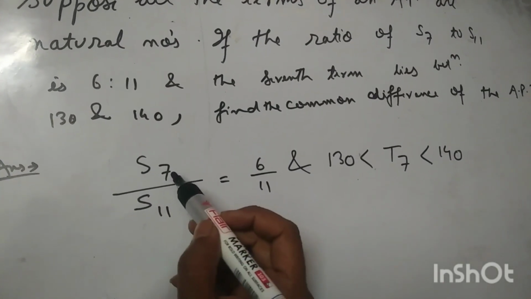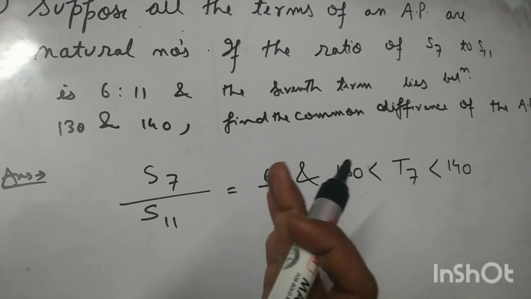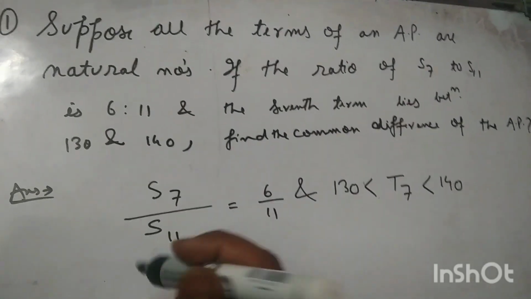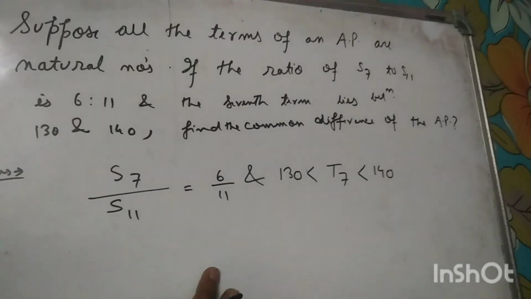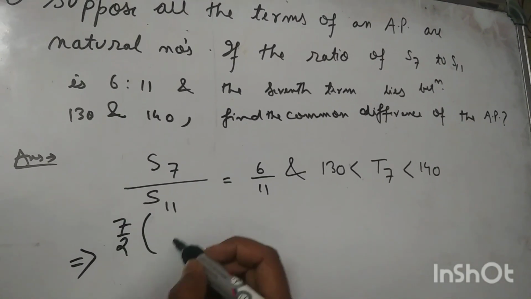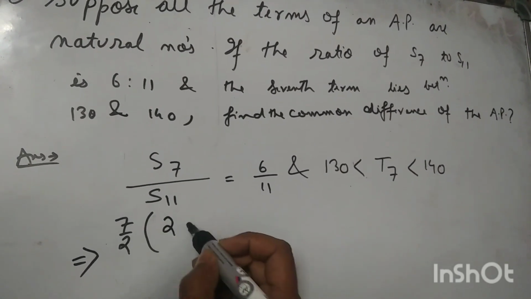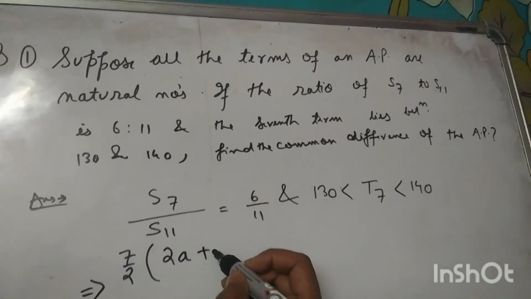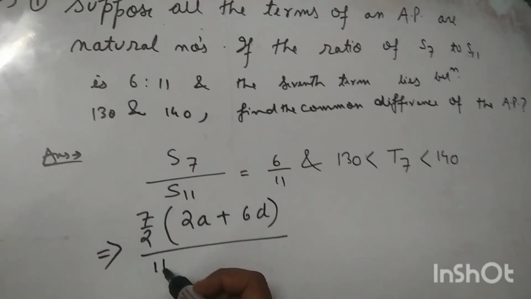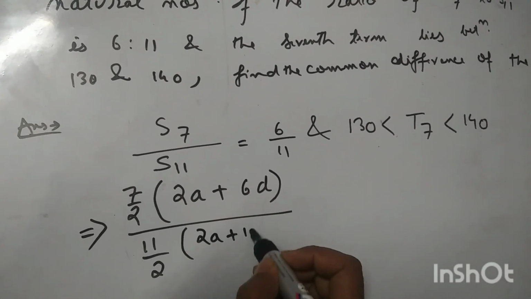S of anything in the suffix means the sum of n terms. So here it is the sum of the first 7 terms divided by the sum of the first 11 terms. We know the formula, so we can apply it directly. Twice A, if A is the first term, plus 6D, if D is the common difference, then 11 by 2 of something like 2A plus 10D.